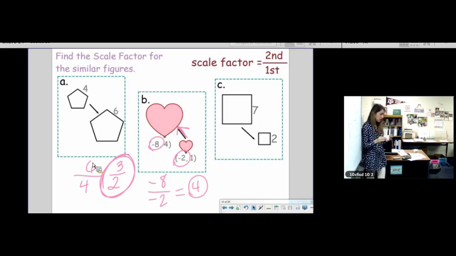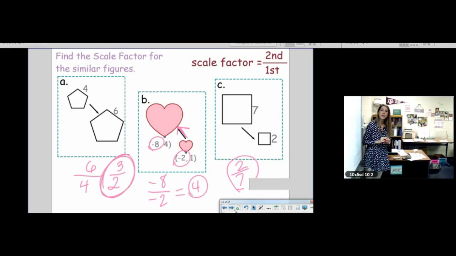Okay. Gio, do C for me. What's the scale factor? 2 over 7. Is that reduced? It is. Look, did my figure get bigger or smaller, guys? Smaller. So my number should be a small fraction.